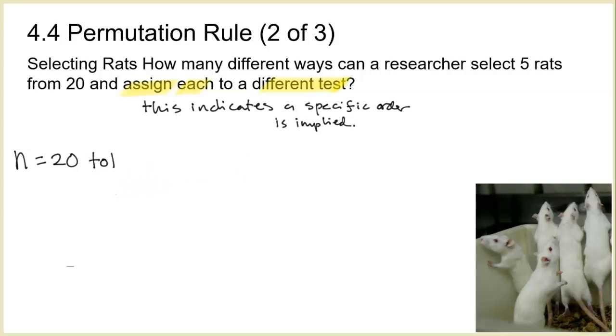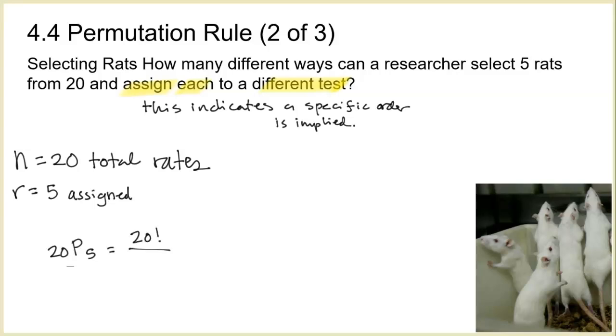And so we look at, well, 20 is the total because there's 20 rats to choose from. And then we only really want 5 of them. So how many ways can we make this assignment based on the 20? And so that's the number of permutations. And we just set up the formula. So 20 factorial divided by 20 minus 5 factorial.